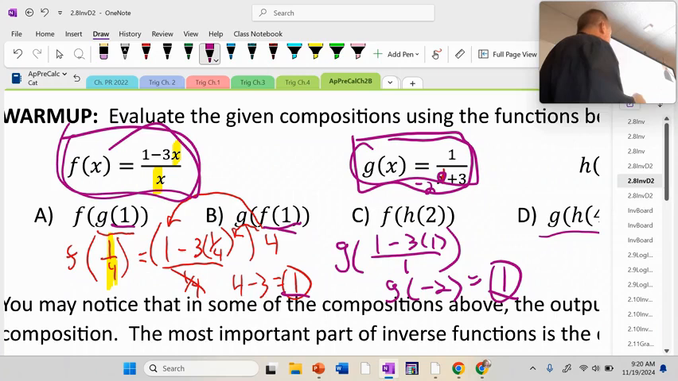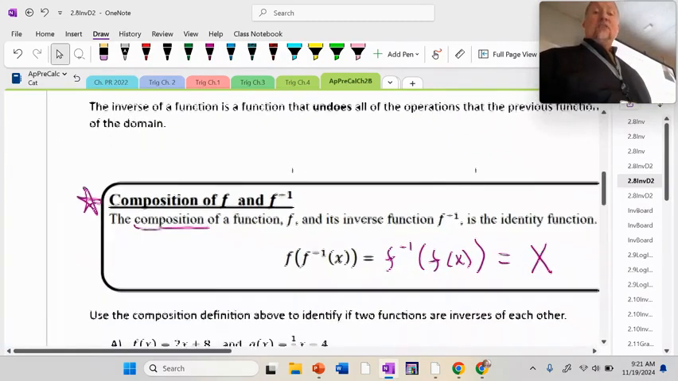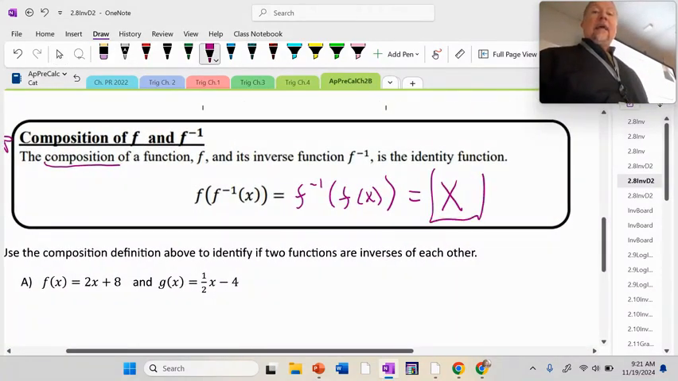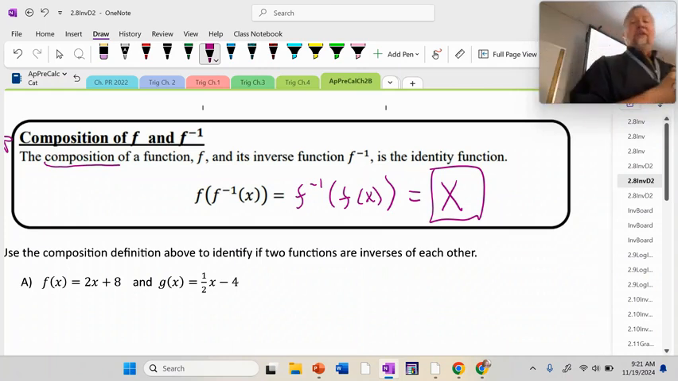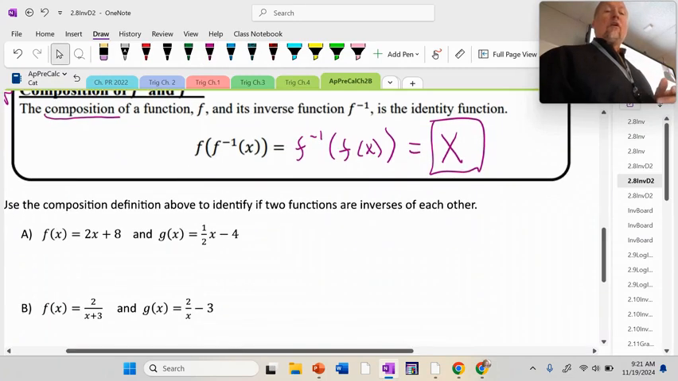And look at when I did g of f of 1 and f of g of 1, I got 1 in both cases. Well, when I do f of g of x and g of f of x, I get x as a result if they truly are inverses. This is called the identity function. No one usually calls it that much anymore.